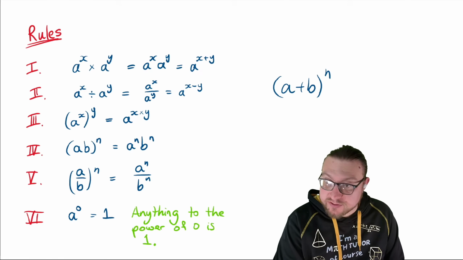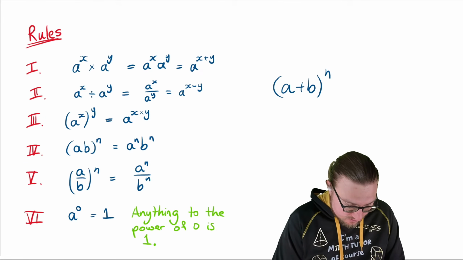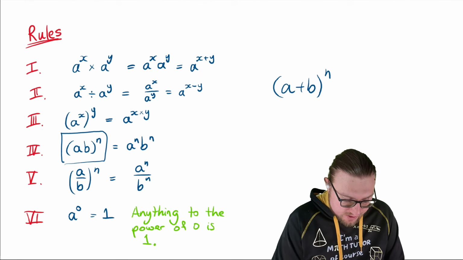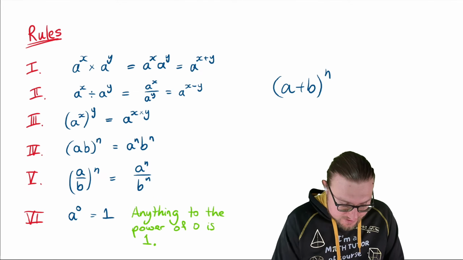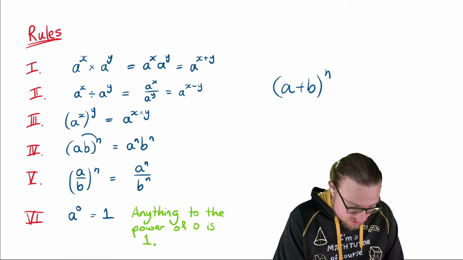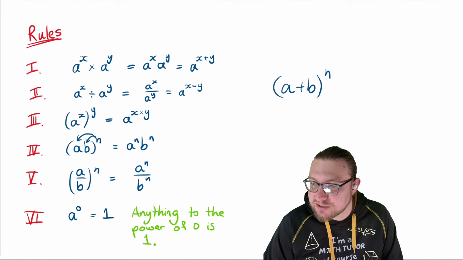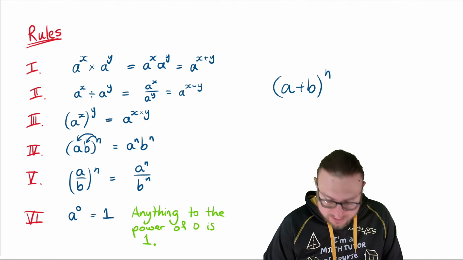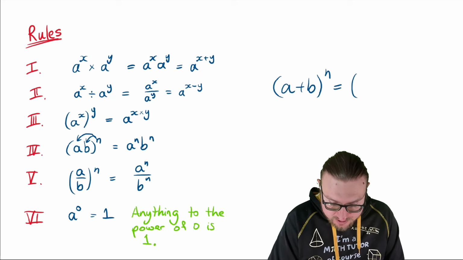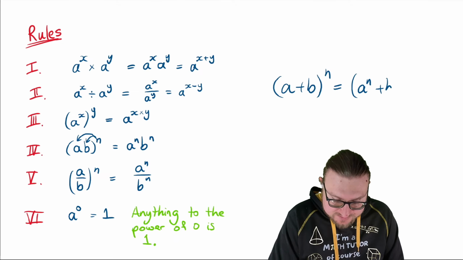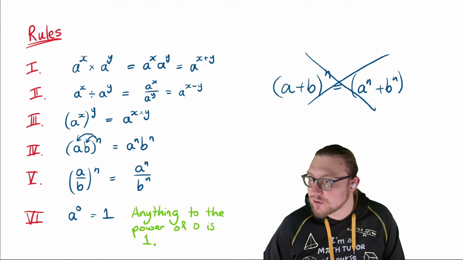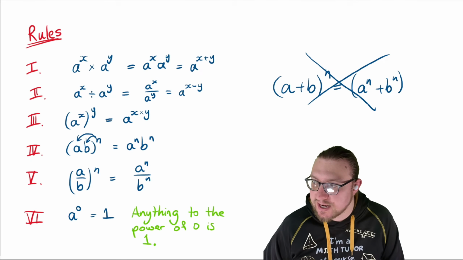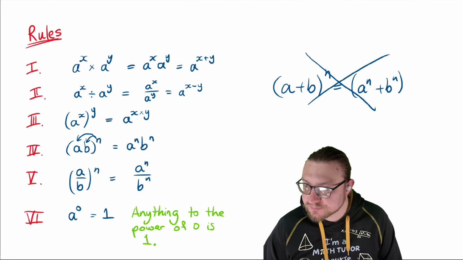Let's have a look at the rule here. We have a and b together inside the brackets being multiplied. That means n here is applied to a and n is applied to b. We get a to the n and b to the n. A lot of students here do a to the n plus b to the n, which is incorrect. So if there's a plus or minus, we cannot use this rule.